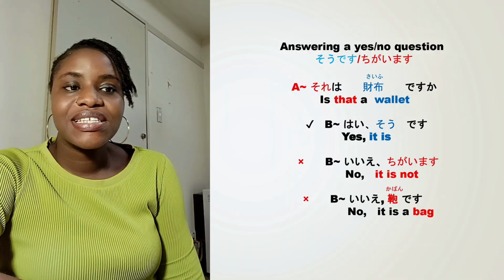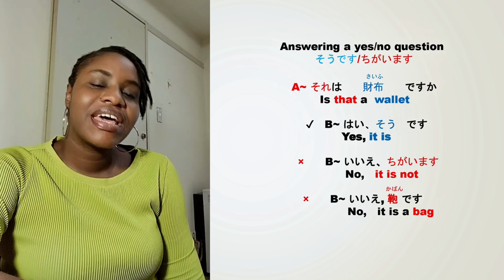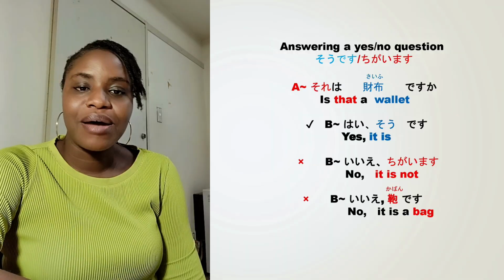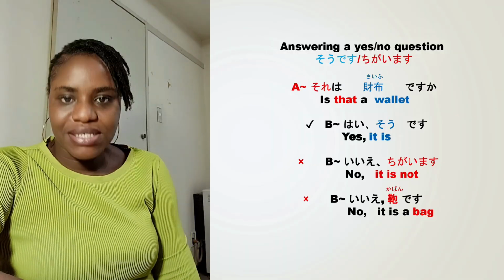So I ask, それは財布ですか? If it was yes, it's はい、そうです. If it's no, it's いいえ、違います. Or you can also use いいえ、カバンです. So no, it's not a wallet, it's a bag.